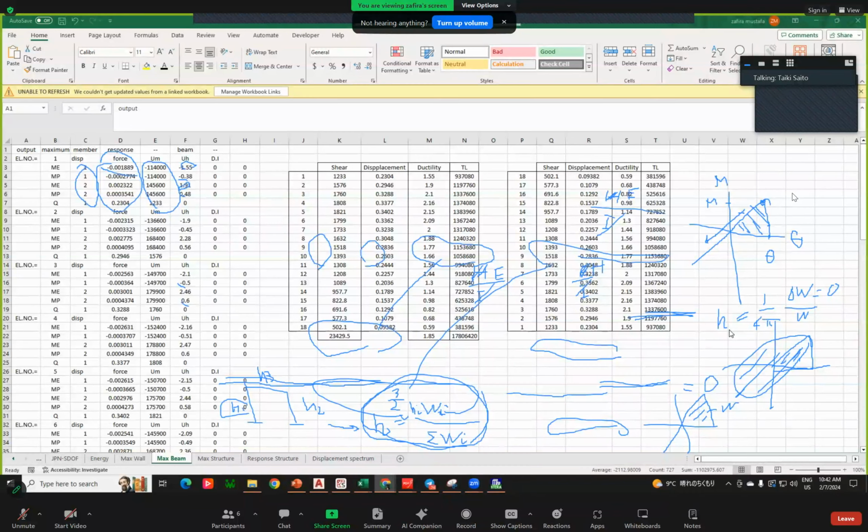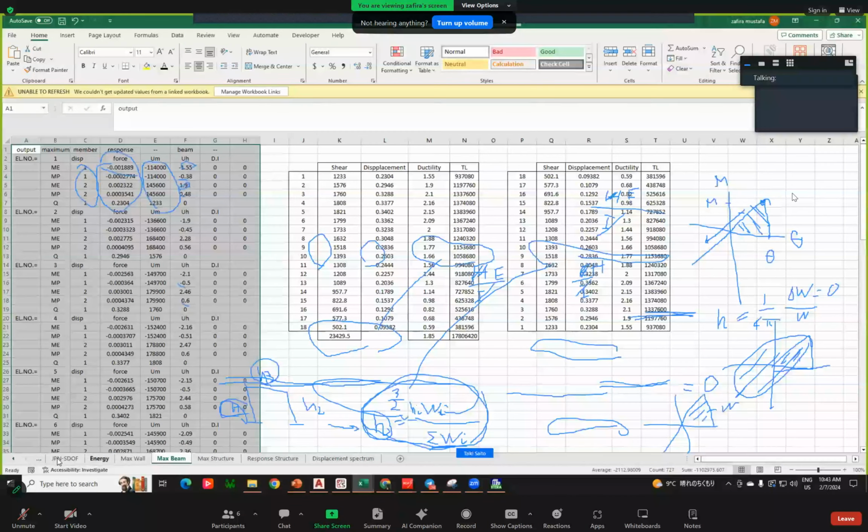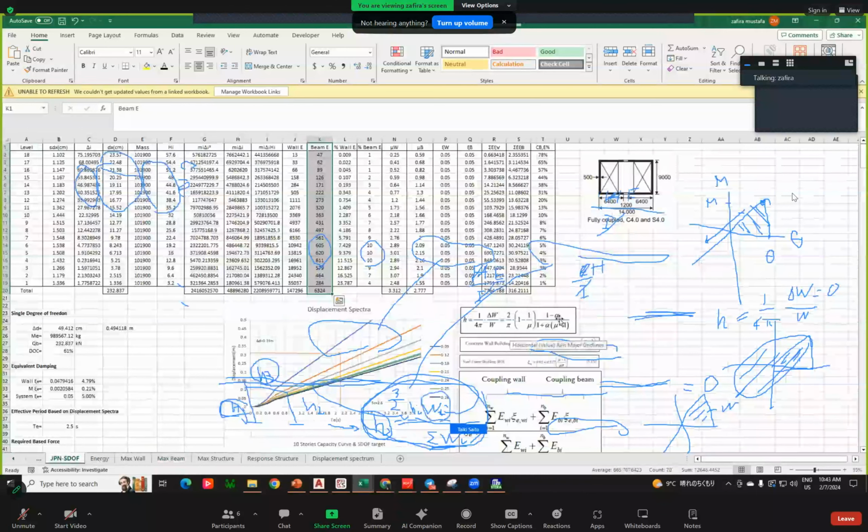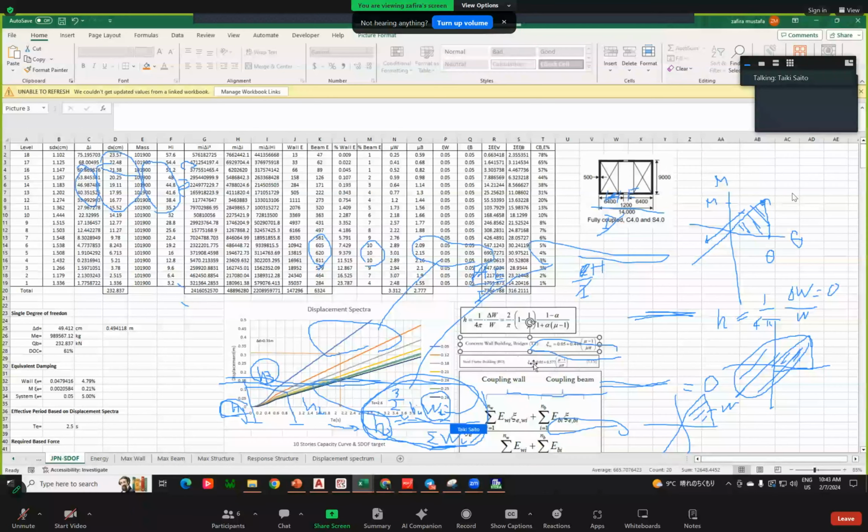You have equivalent damping of the wall and equivalent damping of the beam, and you want to get one average damping coefficient. In this case, you use potential energy to multiply. This one? Yeah. So this E is a potential energy. You just multiply maximum force and maximum deformation.